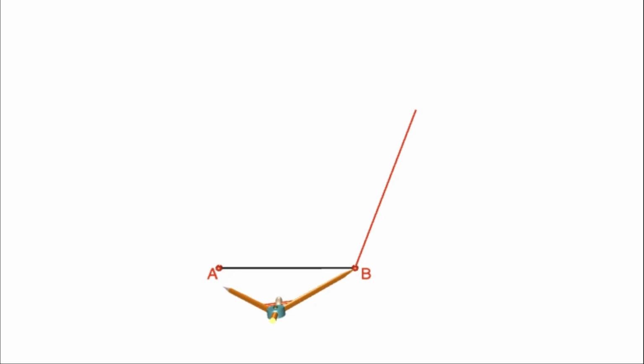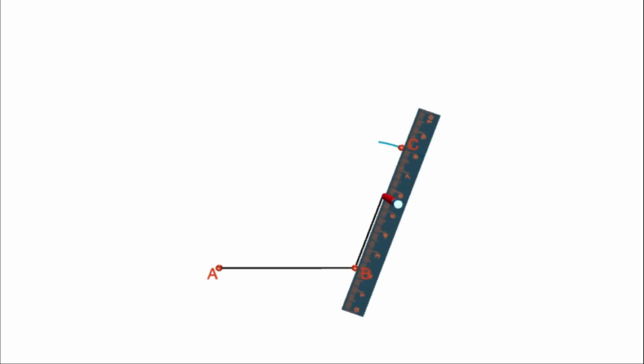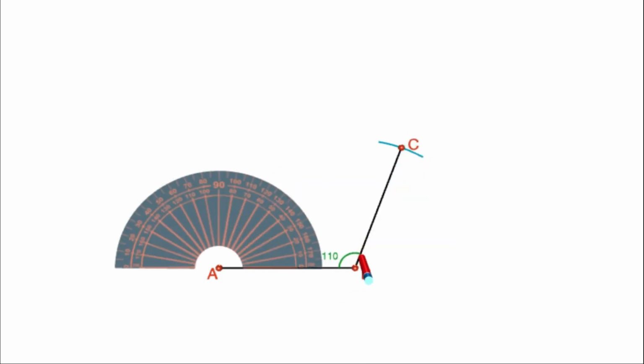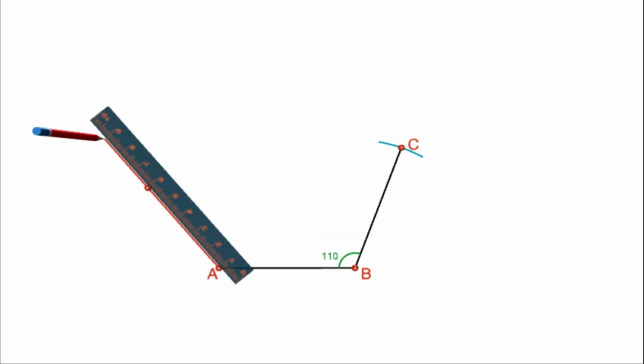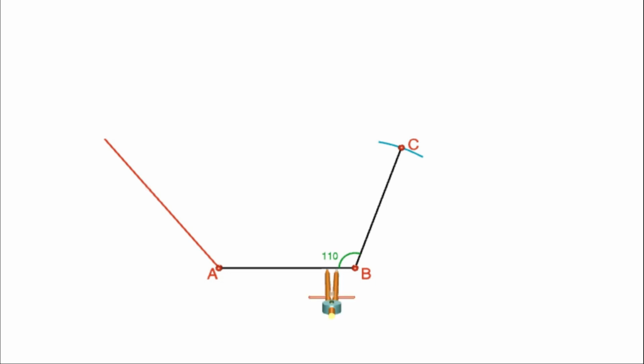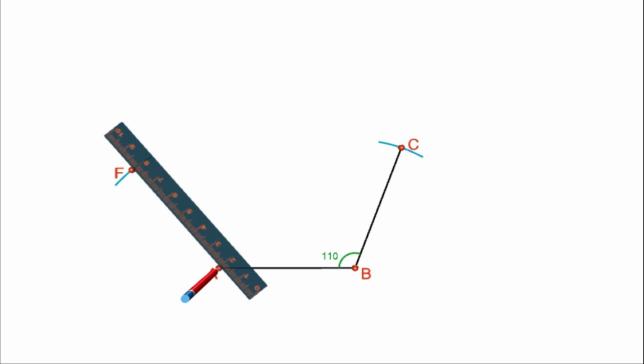Take the same length of AB on this line and mark C. Join BC. It is the second side. Take 130 degree at A and draw a line. Take the length of AB on this line and mark F. AF is another side.